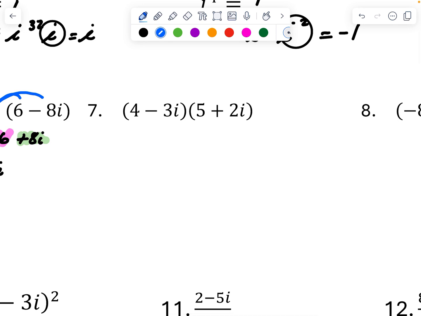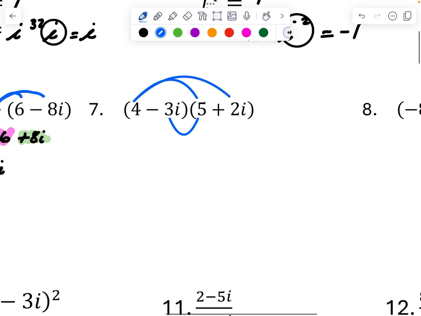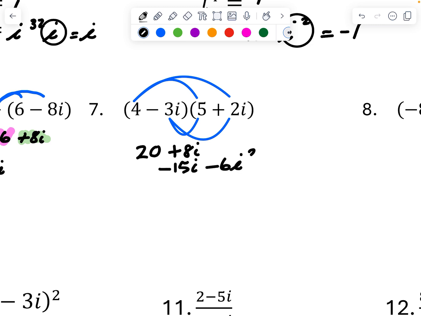Alrighty, this is the distributive property, so I need to take 4 times 5, and I need to take 4 times 2i, and then I need to take negative 3i times 5, and then I need to take negative 3i times 2i. And once I get done with all that distributing, 4 times 5 is 20, 4 times 2i is 8i, negative 3i times 5 is negative 15i, and negative 3i times positive 2i is negative 6i squared.